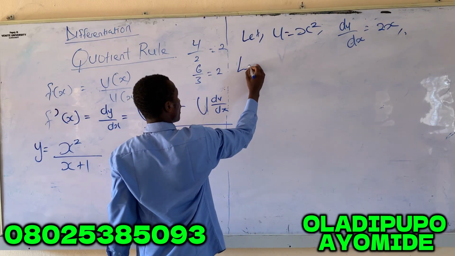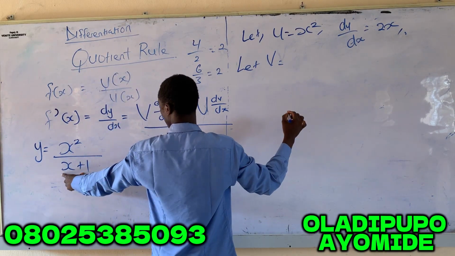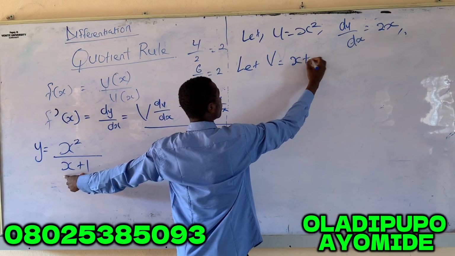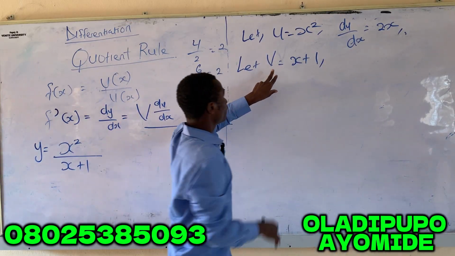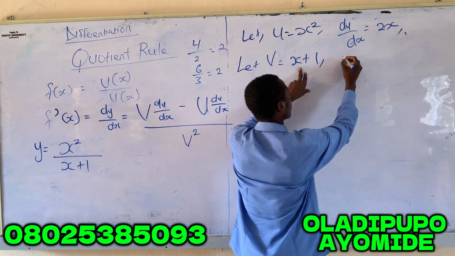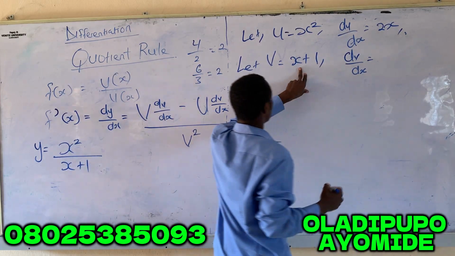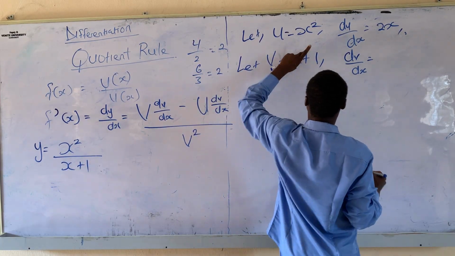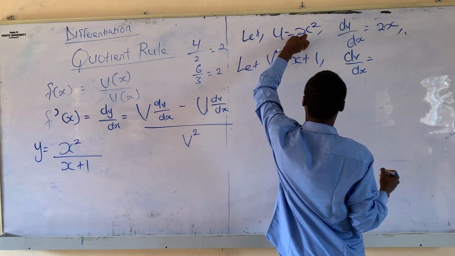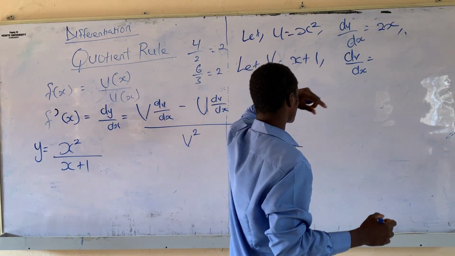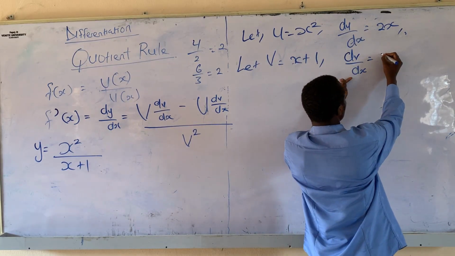Then let v be this denominator, which is x plus 1. If I differentiate v with respect to x, this becomes dv over dx, which is equal to 1 times x to the power 1 minus 1, which is 0, and x raised to 0 is 1. So our dv over dx is 1.